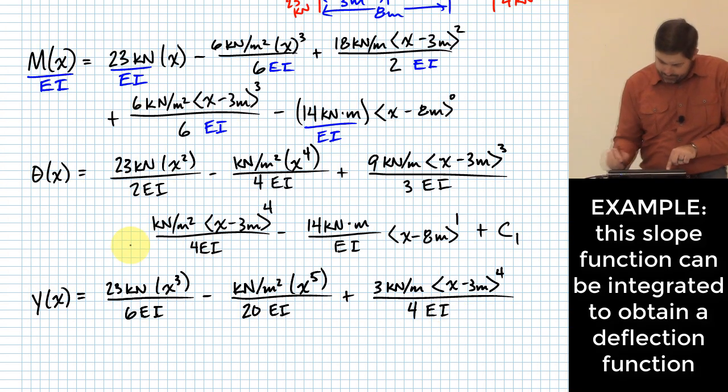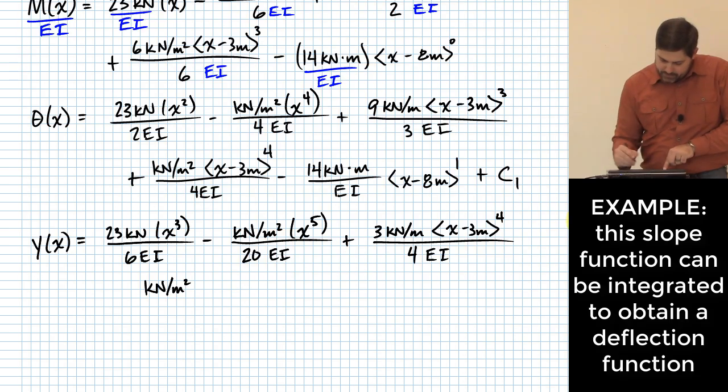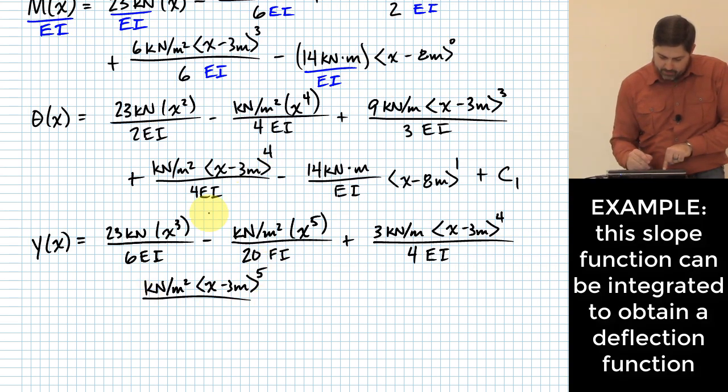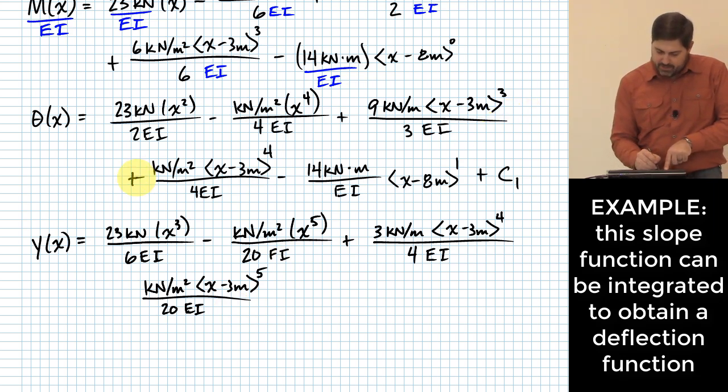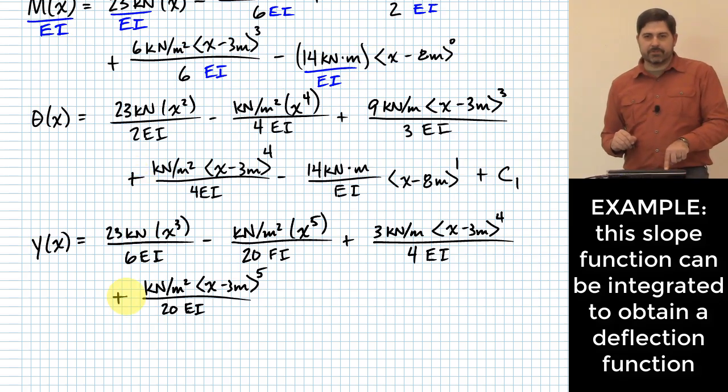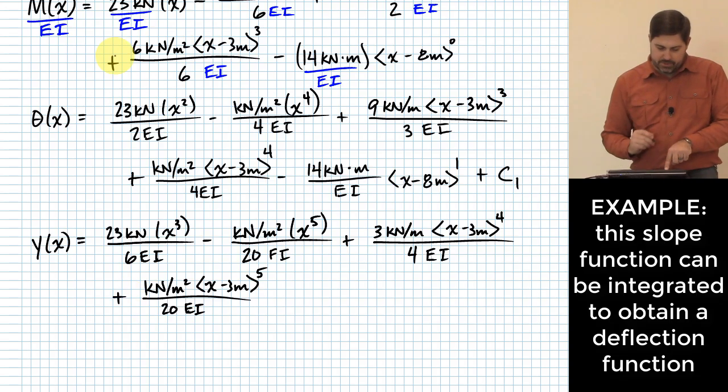Next term is going to be kilonewtons per square meter. Here I will have x minus 3 meters raised to the 4th power. Excuse me, what am I doing with the power? Adding 1 to it. So this is raised to the 5th power. This gets divided by what? 20 EI. And some of you may have noticed that I left off the plus sign when I did that term on the slope equation up there. I won't do that on this one. It's plus because it was plus on the original moment equation.